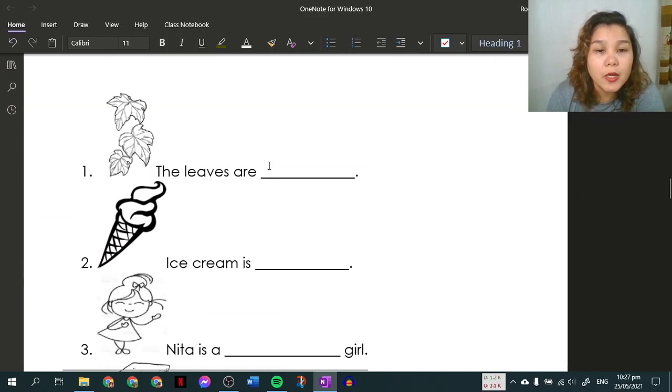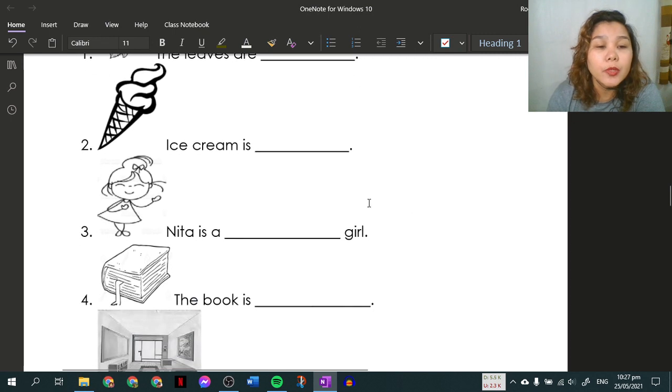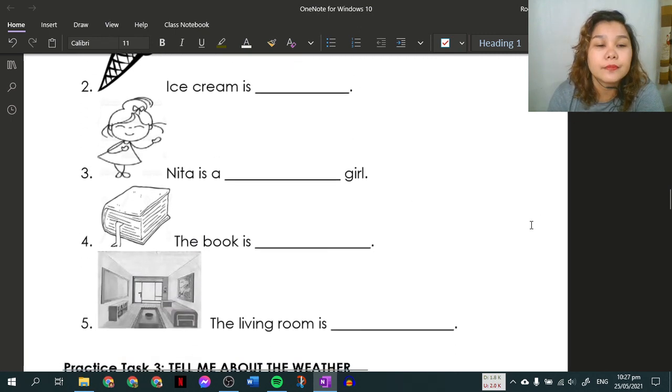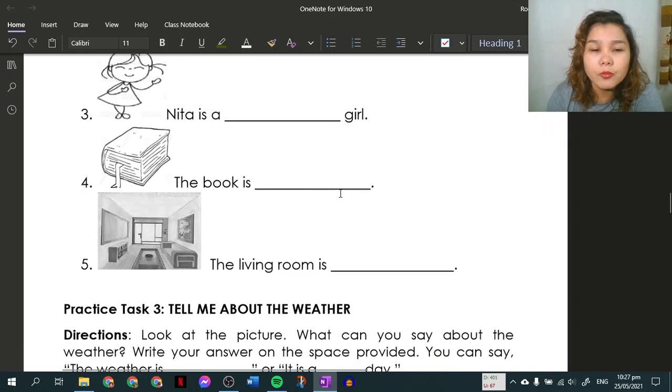So the leaves are black. Write it down, beginning again with a small letter. Number 2, ice cream is blank. And then number 3, Nita is a blank girl. Number 4, the book is blank. And then number 5, the living room is blank.